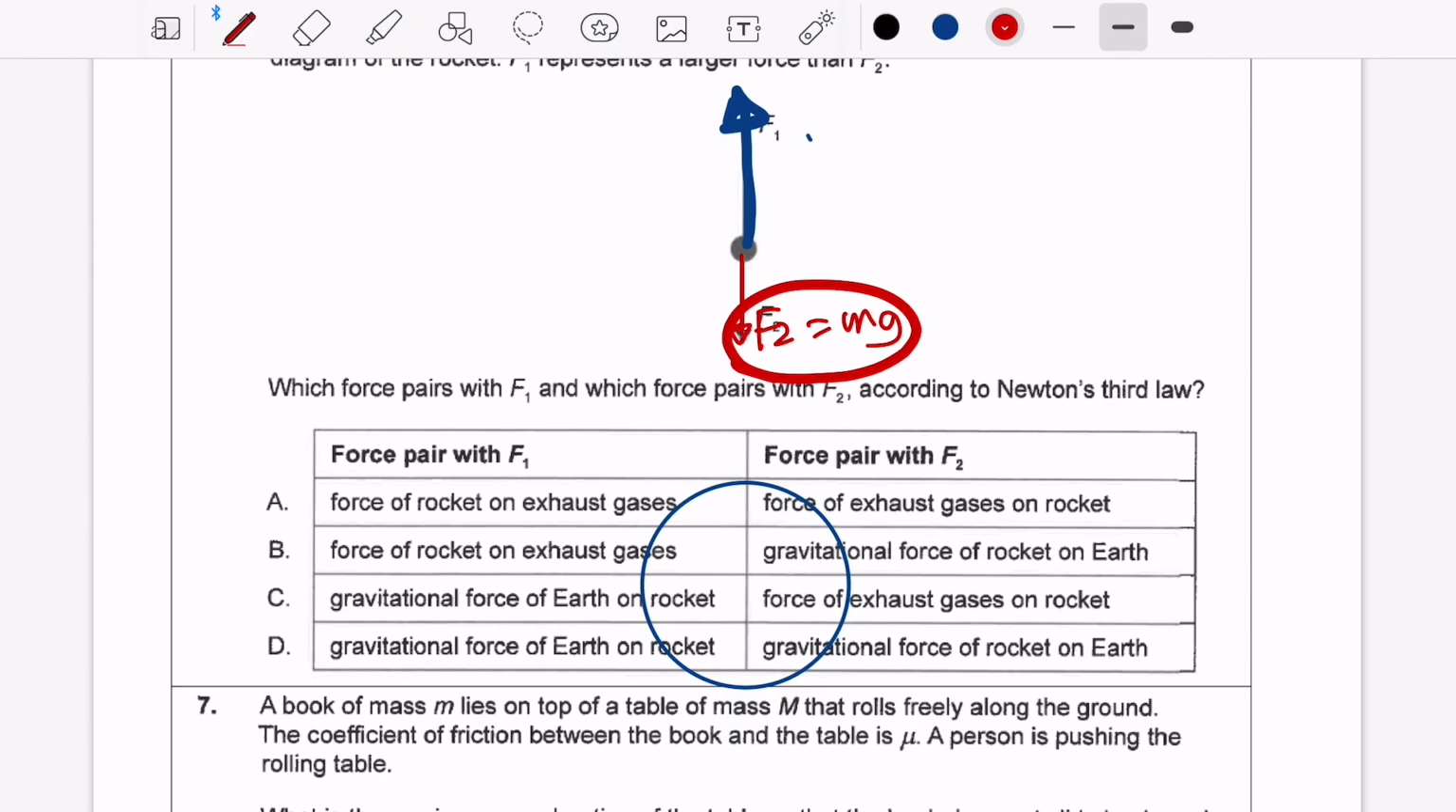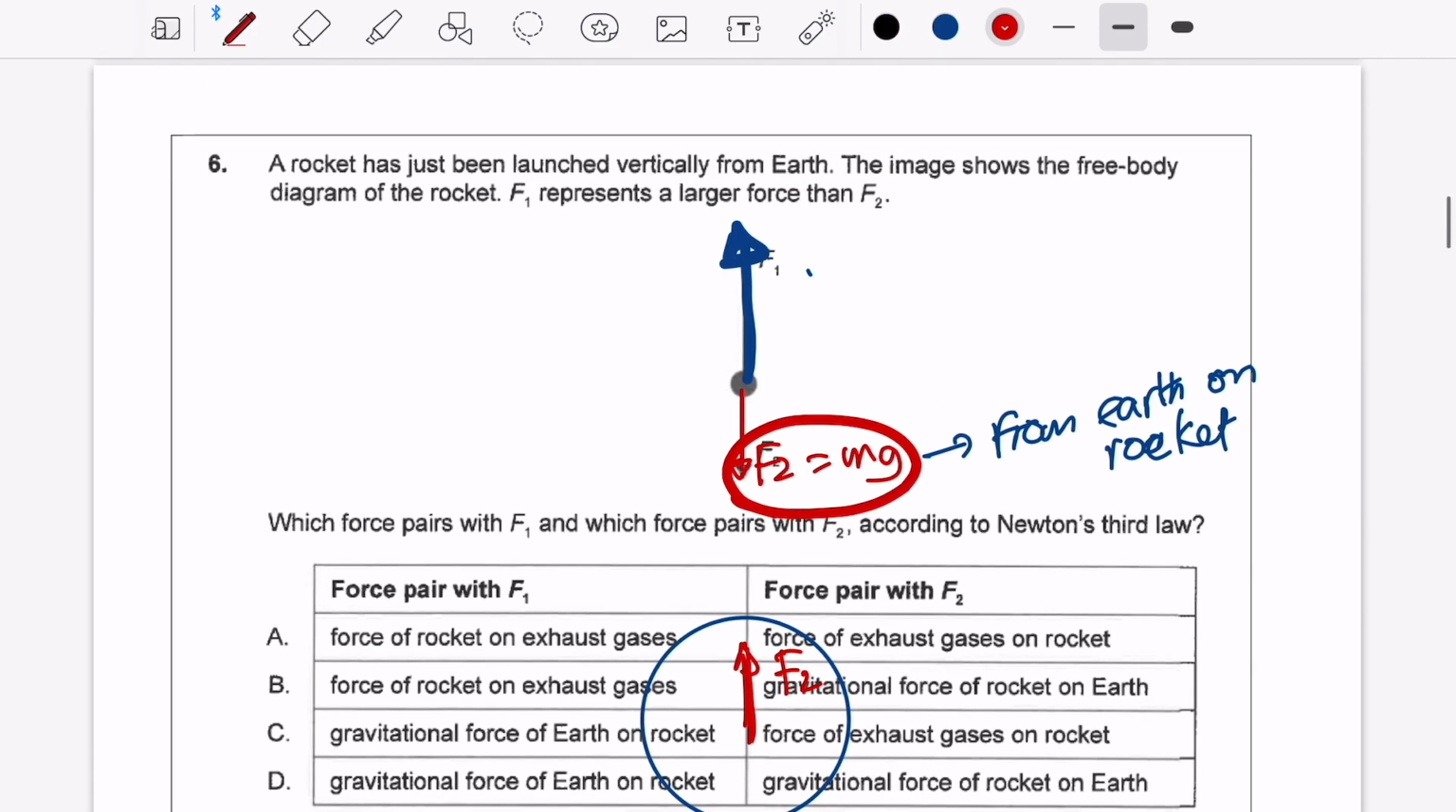To answer that question, you should ask, who gave this? From Earth, right? From Earth on the rocket. So the reaction force must be from the rocket on the Earth. So I will mark this one. See, equal and opposite force F2.